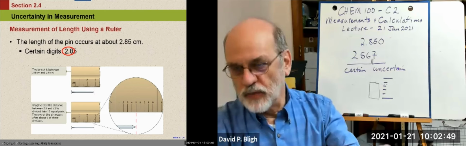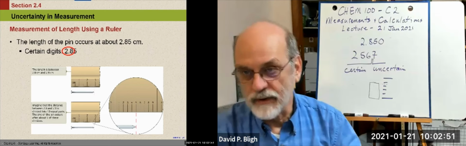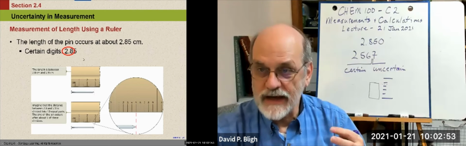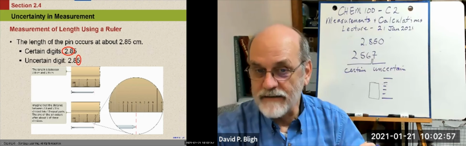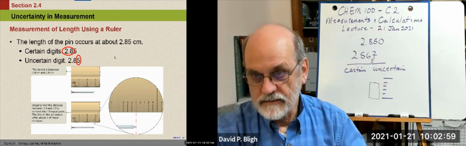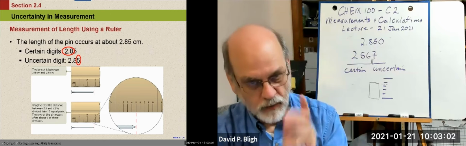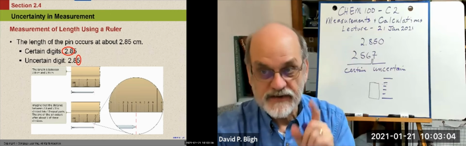But if we see that number, as a scientist, we're going to say 2.8 are the certain digits and 5 is the uncertain digit. If that's the way you report it, that's what we're going to look at. That's how we're going to see it.